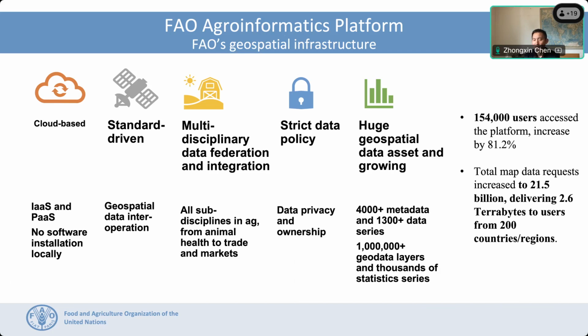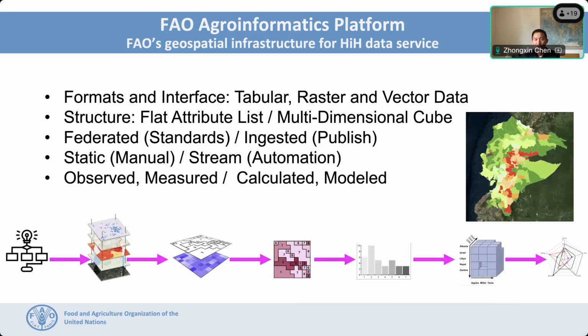Right now we have more than 2 million data layers and more than 20,000 users, and a lot of data download and usage. This platform not only archives raster and vector data, but also tabular data. It supports flat attribute lists and also multi-dimension data cubes. It archives not only observed data, but also calculated model data.